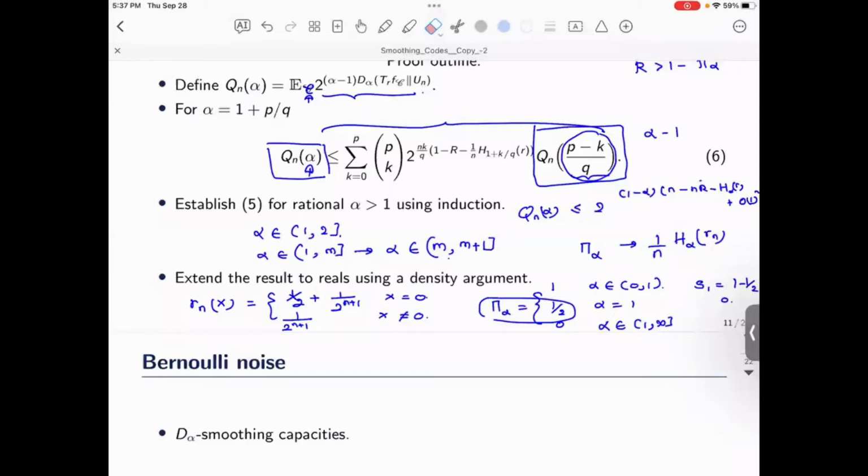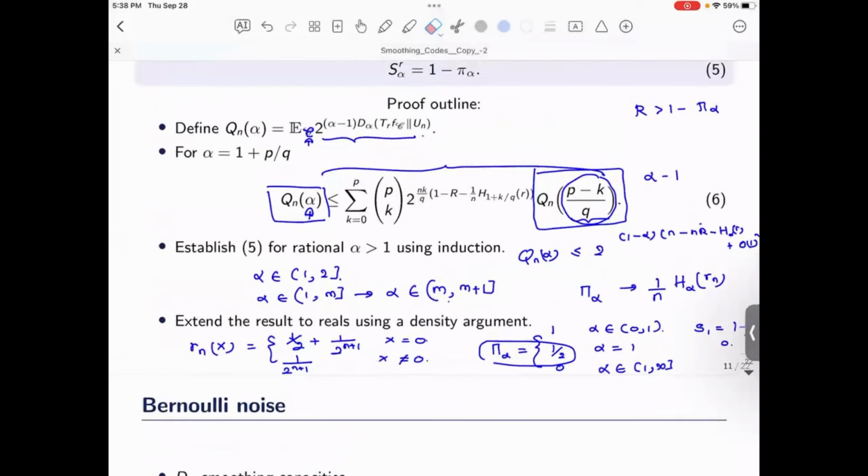So I didn't exactly mention what we are going to do in this induction, the induction statement. Earlier we obtained, so at the end what we have is 2 to the power alpha y n minus r h. So we match the lower bound and the upper bound.